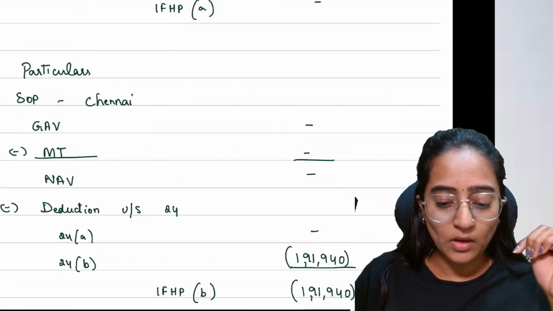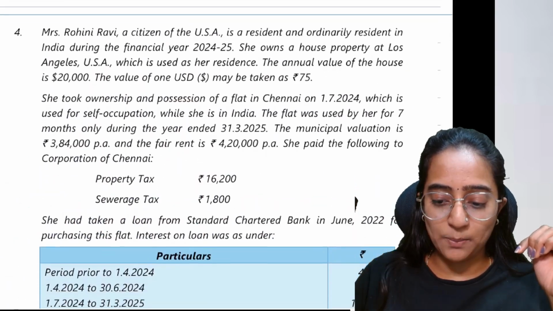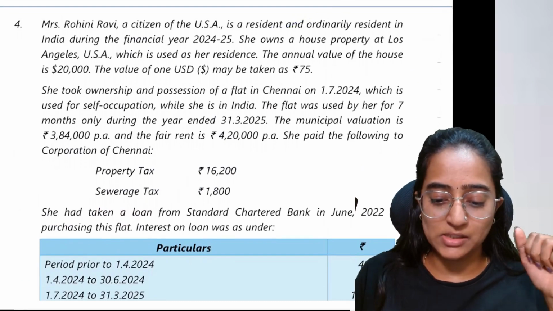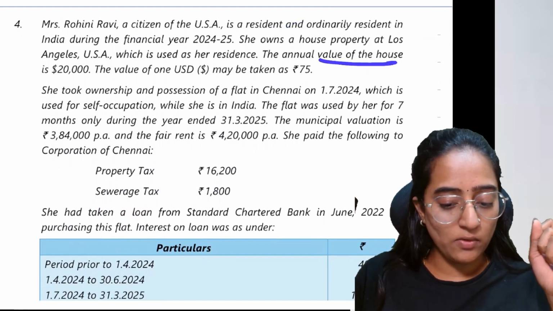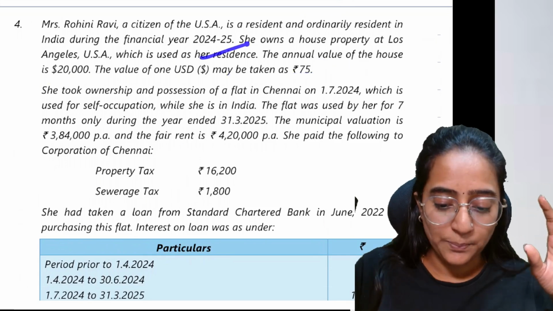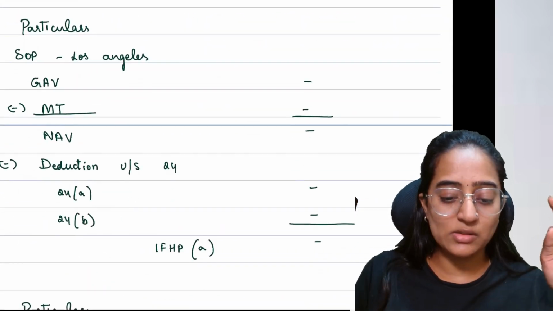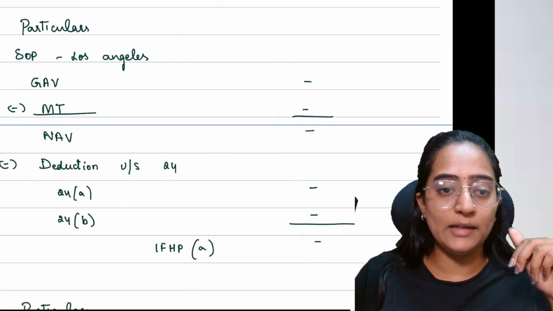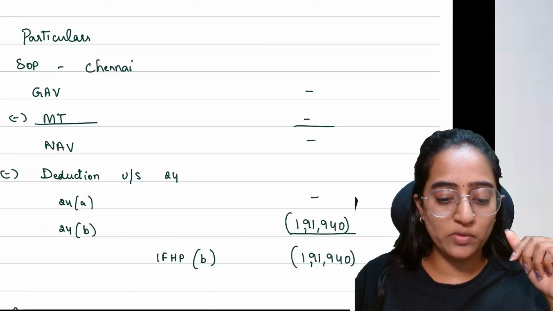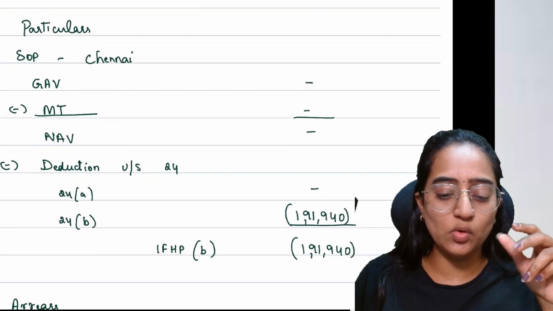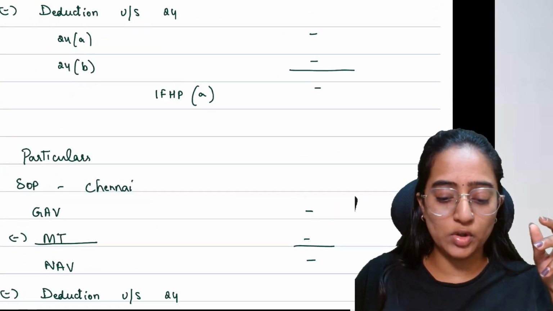Okay. So first, what happened? She is an ROR in India and she owns a property in Los Angeles which is used as a residence. The annual value of the house is $20,000. $1 is 75. It is used as a residence, Los Angeles property. It is nothing but SOP. There is no interest involved. There is no JV involved over here. JV is however nil. Municipal taxes is nil. There's no interest involved. So the Los Angeles property is going to be nil.